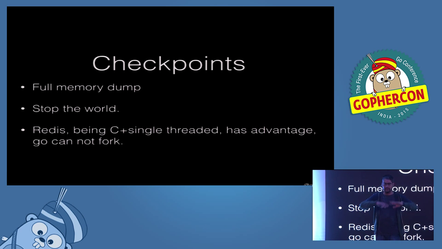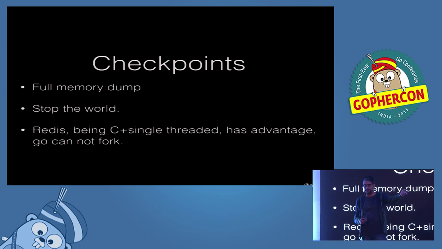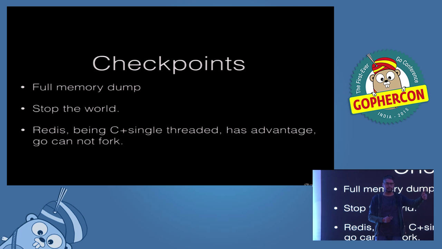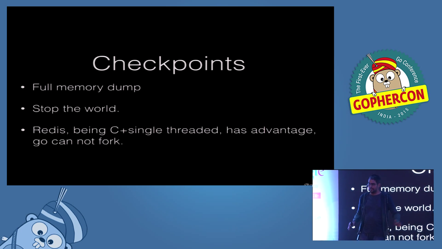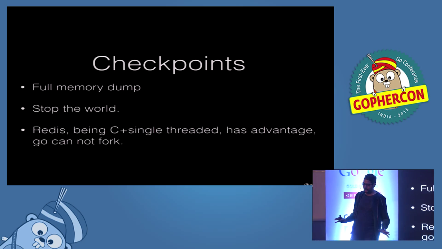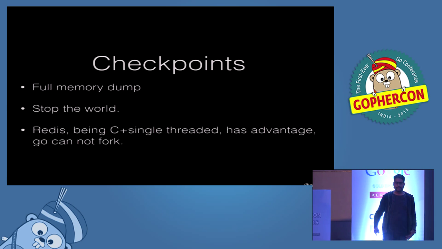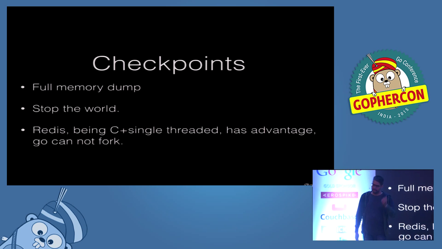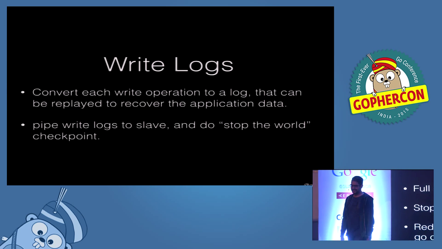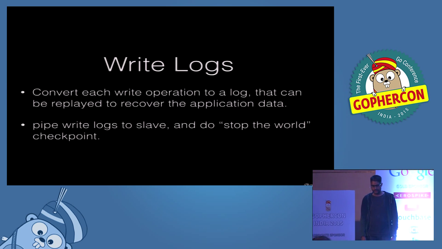Initially, each of them will be referring to the same page or same area on the RAM. And when one of the processes writes to any of the pages, that page will be duplicated. Linux will take care of that. And that gives a very good tool if you want to do a memory dump. So you just fork and you dump. You cannot do that in Go. So checkpointing is a little bit interesting or difficult.